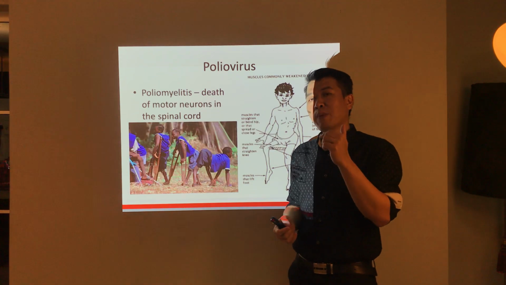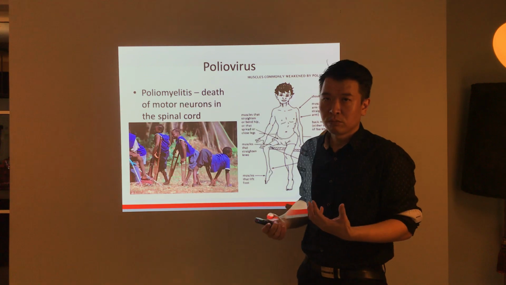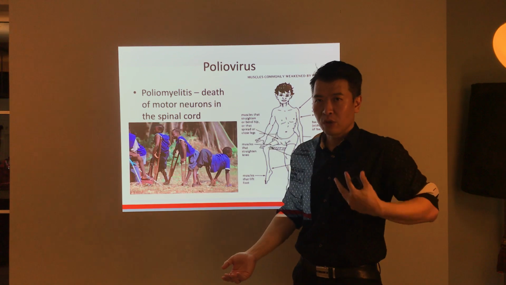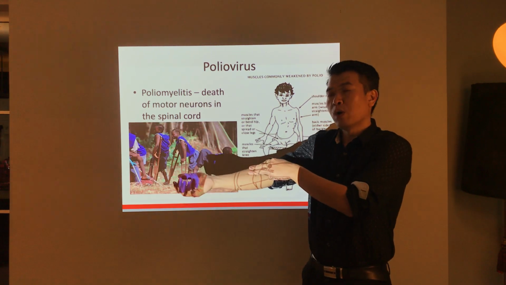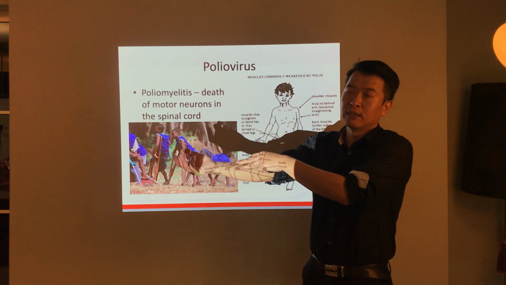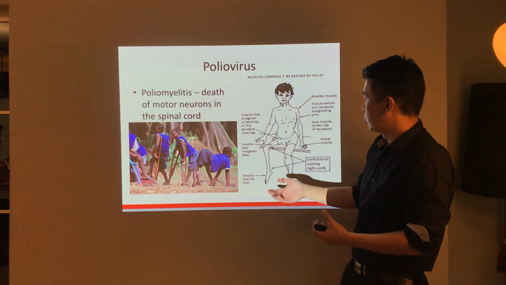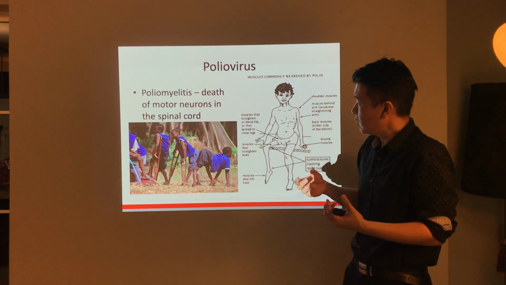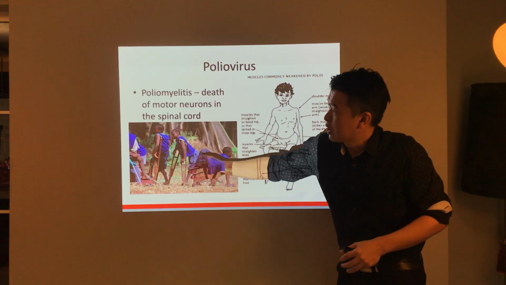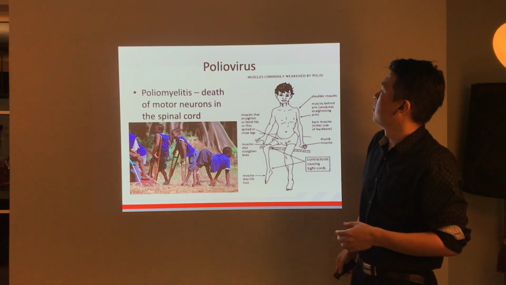So when the motor neurons in the spinal cord are injured or killed, what happens is your muscle will no longer receive the signal from your brain. Meaning that your hands or your legs will no longer be able to contract or release. So what you can see here is when you are not using a muscle for too long, it will start to shrink, the muscle becomes smaller, and eventually it is not moving at all. And what you can see here are some of the people who are suffering from poliomyelitis.